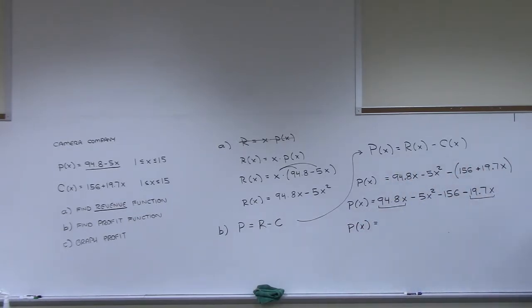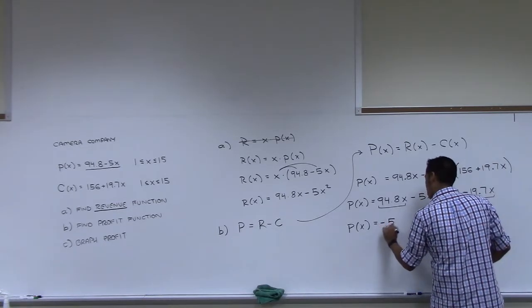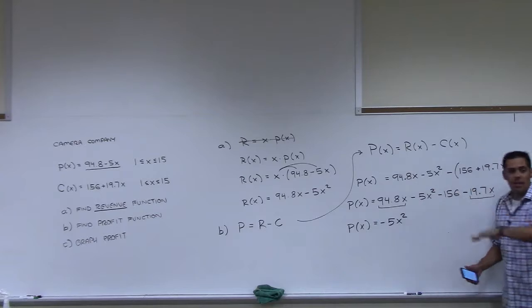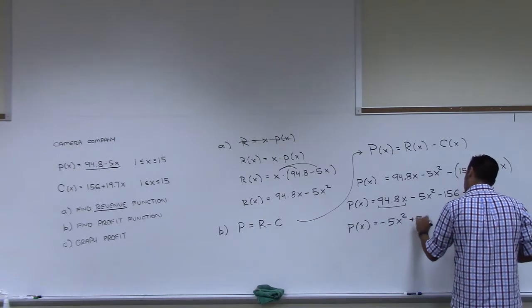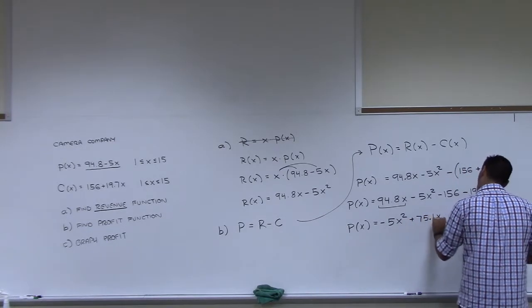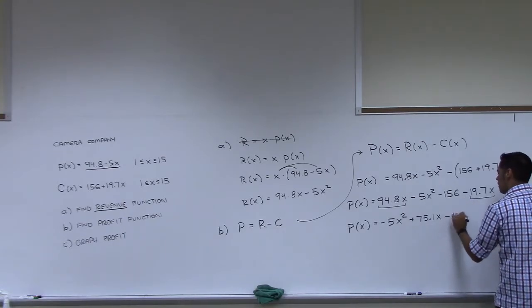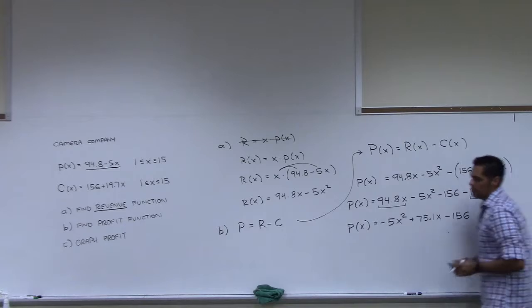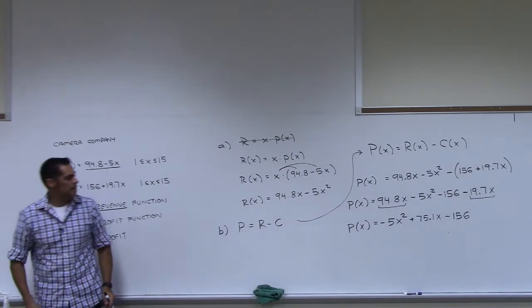All right, so I'm going to write down this function. I'm going to write it in what we call descending order, which means I'm going to start with the highest power of x, which is negative 5x squared. And then the next power of x, which would just be x. And that's what I did on my calculator. I got 75.1x, and then minus 156.